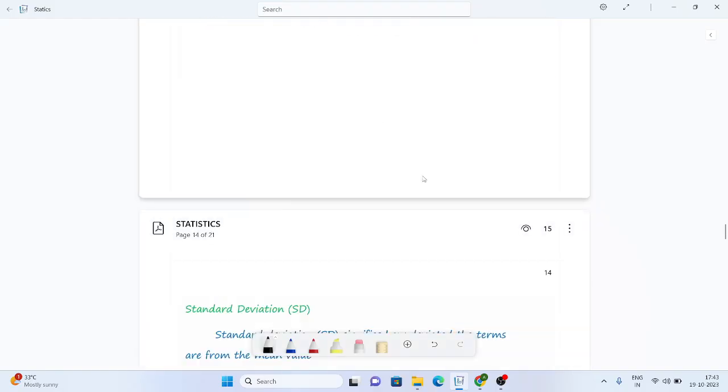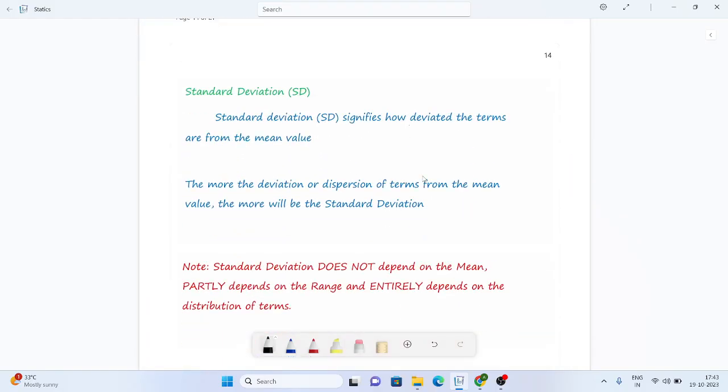Now note it down. So I come to the last, which is standard deviation. Standard deviation signifies how much the terms or data deviate from the mean value. If there is more deviation or dispersion of terms from the mean, the standard deviation will be greater. Many questions don't ask about the particular value of standard deviation, but ask you to compare standard deviations. So this is again an important note: standard deviation does not depend on mean.